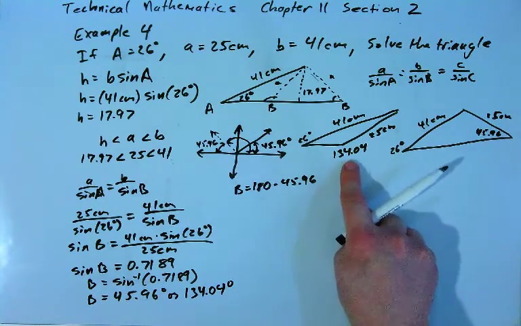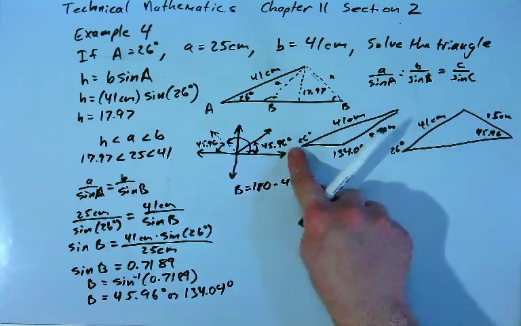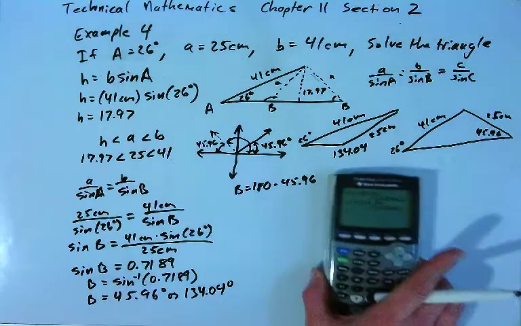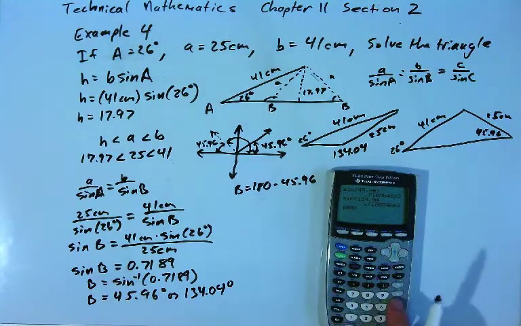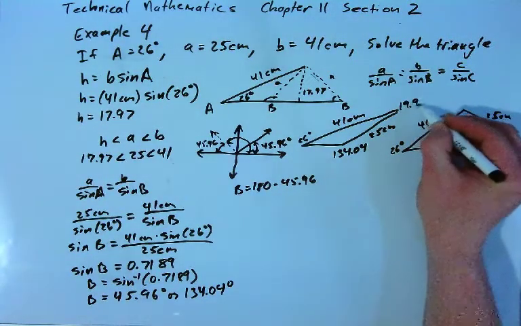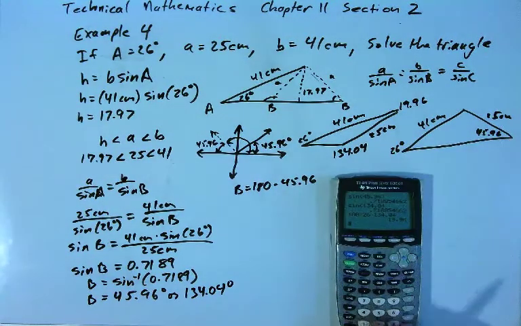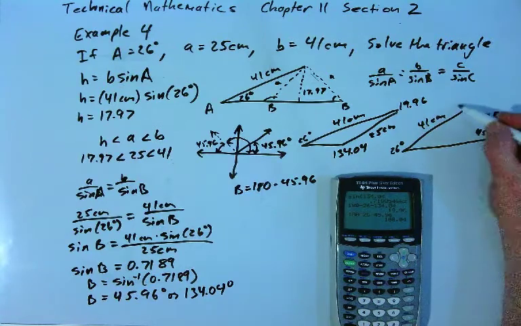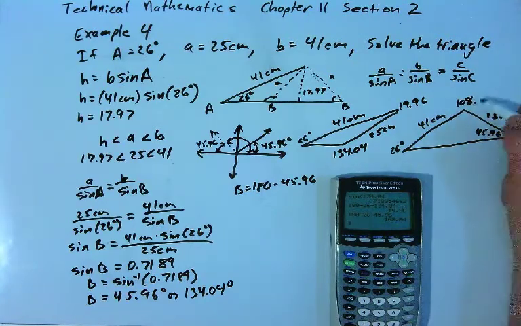One of the answers is that the angle C is 180 minus 26 minus 134.04, because they all three have to add up to 180. And so we have 180 minus 26 minus 134.04, and we get 19.96. So this very small angle here is 19.96. Or we have 180 minus 26 minus 45.96. Okay, and so this angle is obtuse at 108.04.